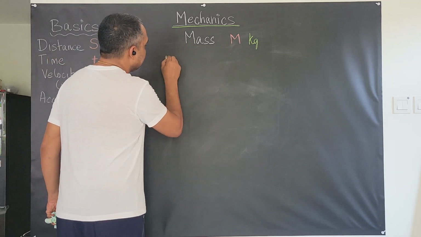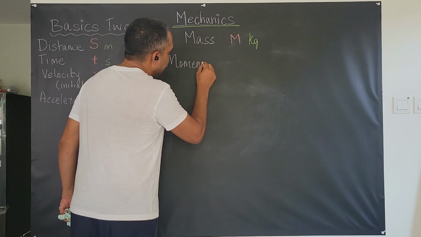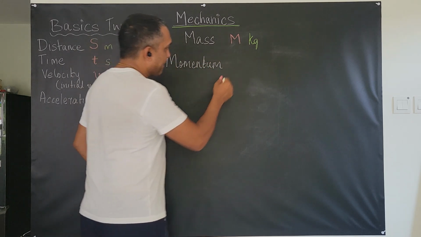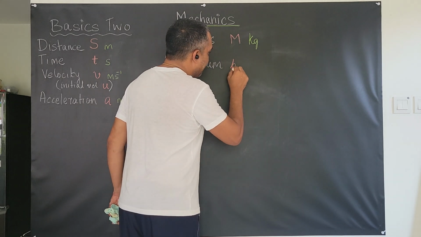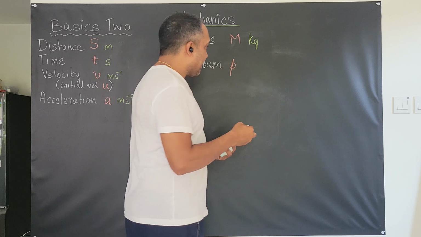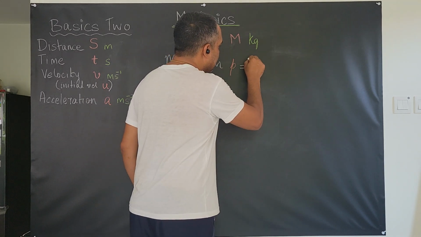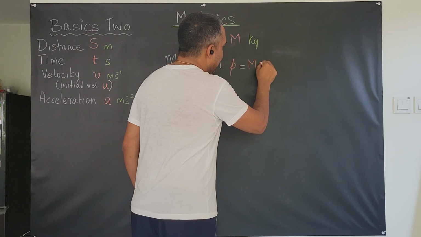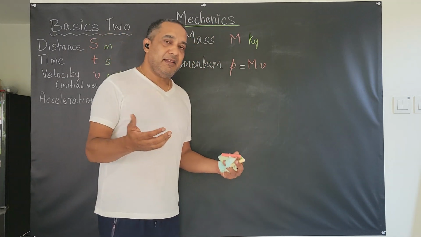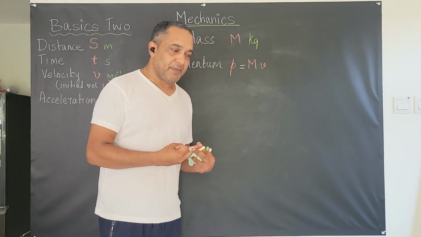Momentum. We'll use a lowercase p to denote momentum, and quite simply it's the product of mass and velocity. And it's really what that motion is all about.